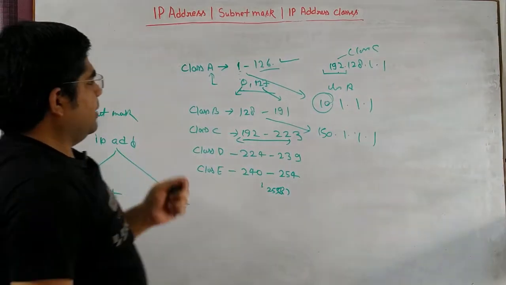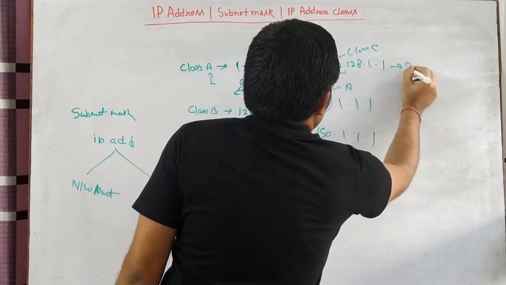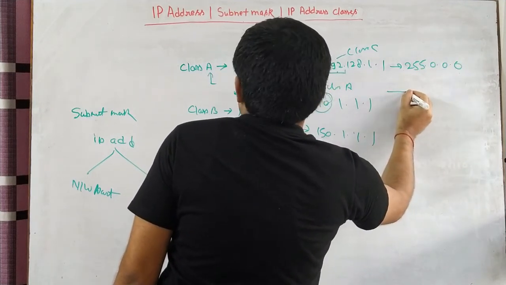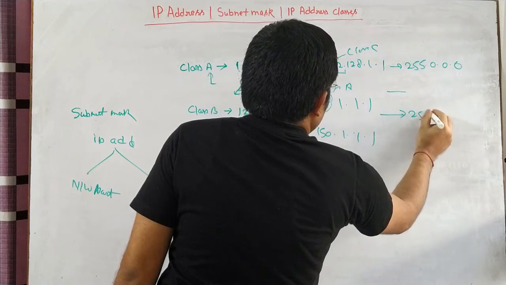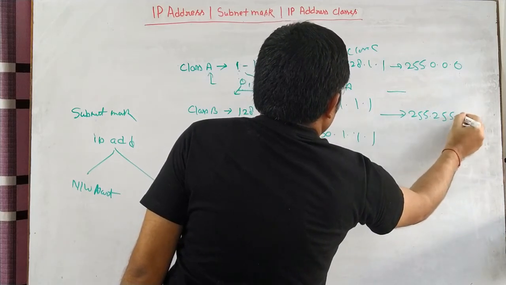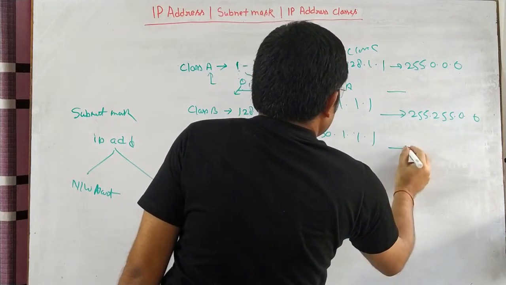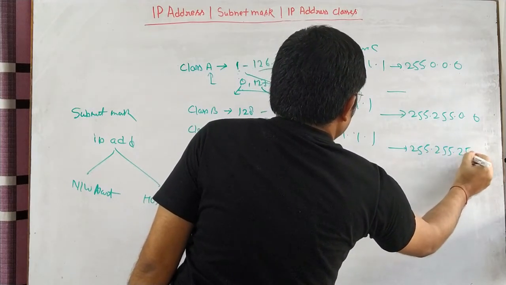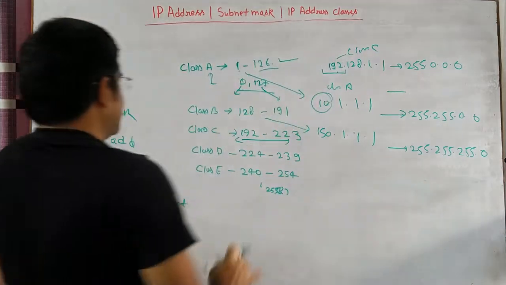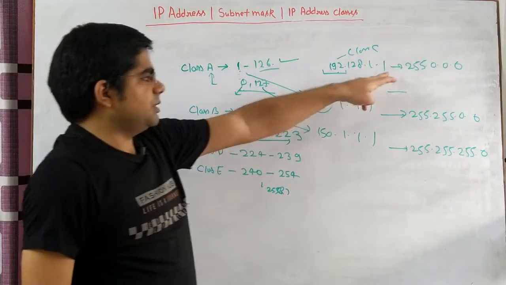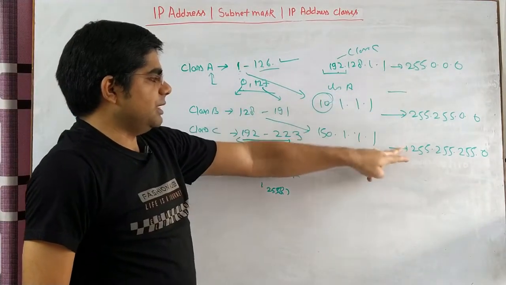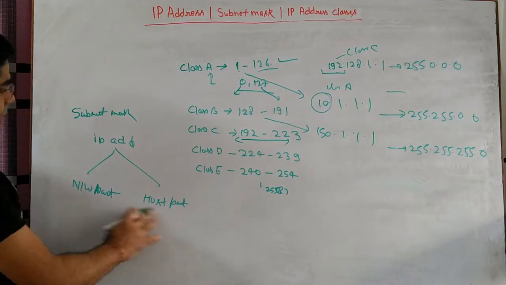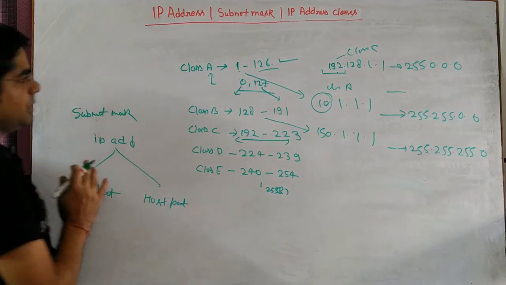The class A default subnet mask is 255.0.0.0. The class B default subnet mask is 255.255.0.0. Class C is 255.255.255.0. You just remember these class A, class B and class C subnet masks. It tells which portion is the host portion and which portion is the network portion.